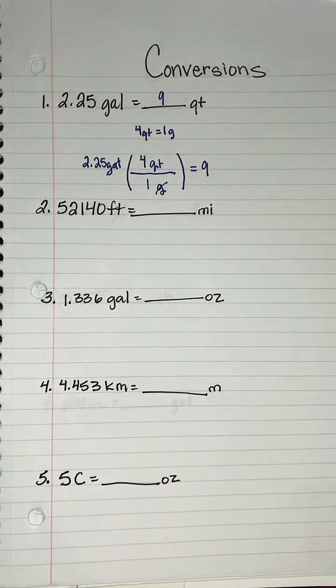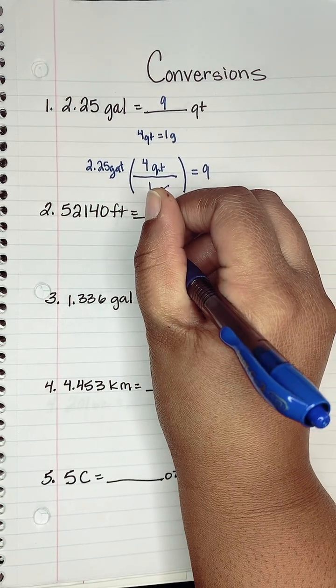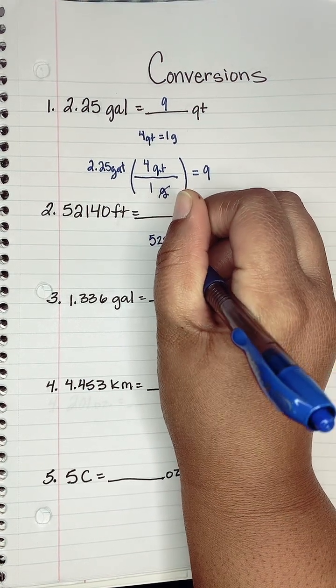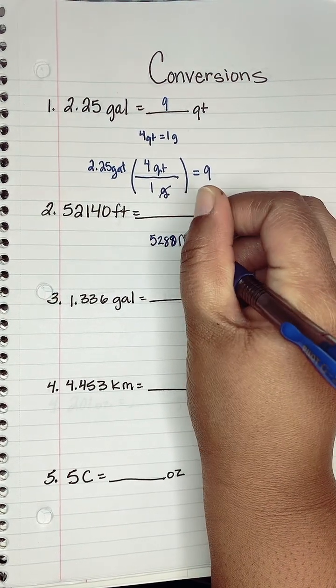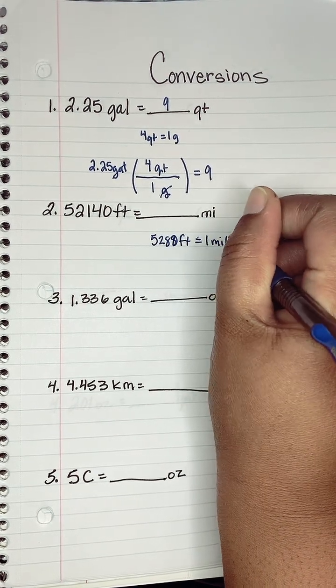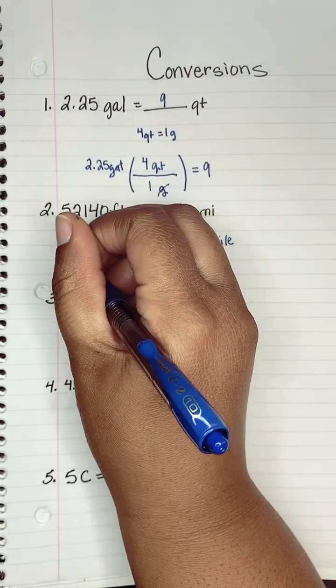Okay. All right, number 2. 52,140 feet is how many miles? So you would have to know that there's 5,280 feet equal to 1 mile. Again, you always start with the given.